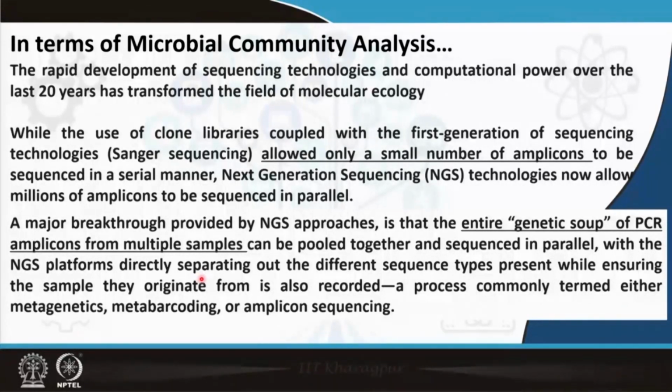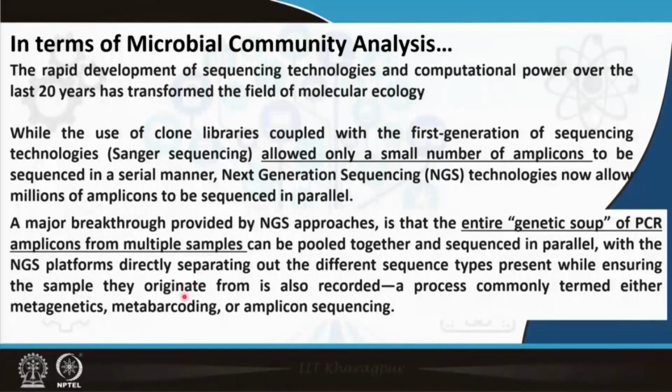So you can actually sequence the entire PCR amplified product out of the genetic soup, and also you can take multiple samples' genetic soup. So if you have, let's say, 10 samples, 10 genetic soups, they are subjected to PCR, and now there are 10 amplicons. Those 10 amplicons can be run simultaneously in these next generation sequencing platforms, with the NGS platform directly separating out the different sequence types present while ensuring the sample they originate from.